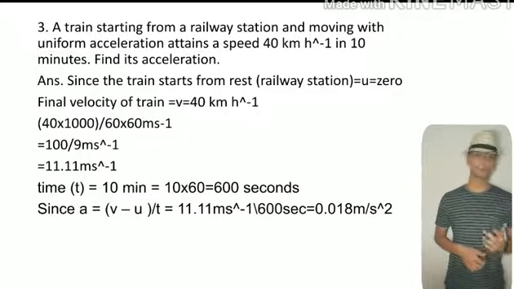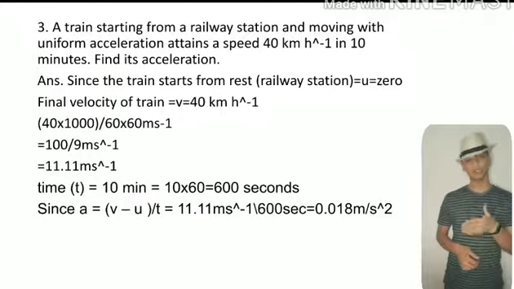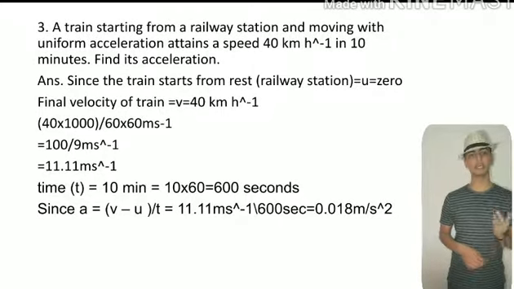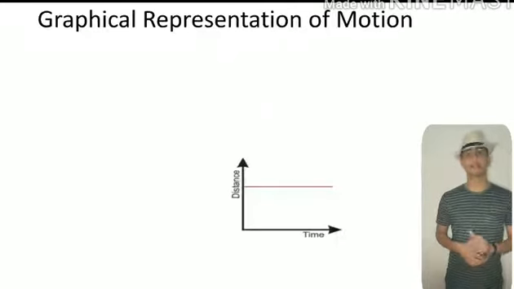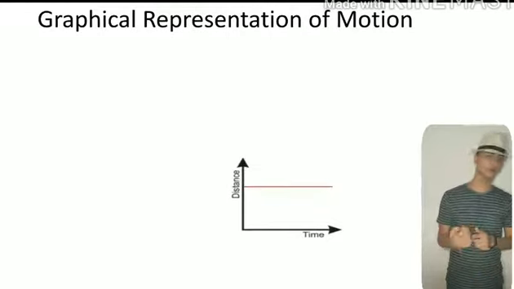Since acceleration is equal to (V minus U) by t, and here we know that U is 0 and V is 11.11, we can directly write 11.11 meter per second by 600 seconds. It will make it 0.018 meter per second square.